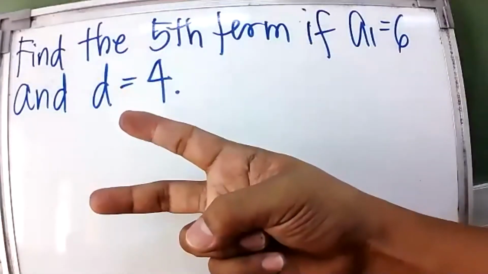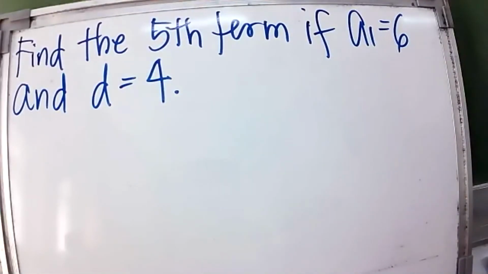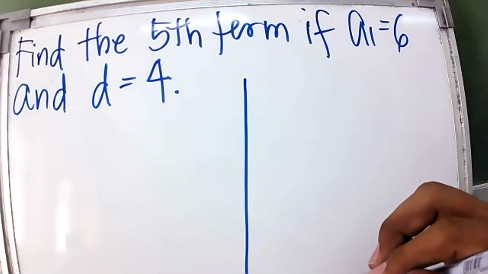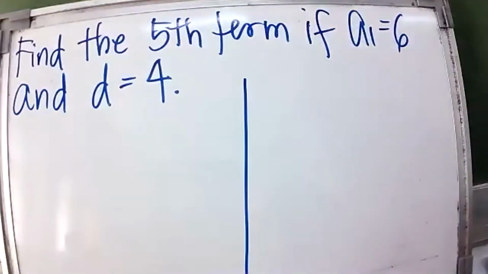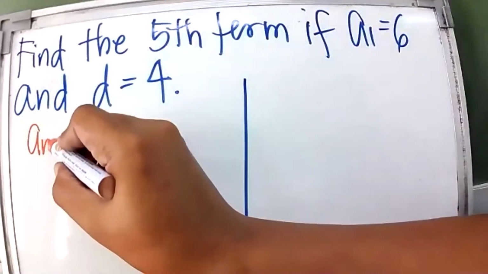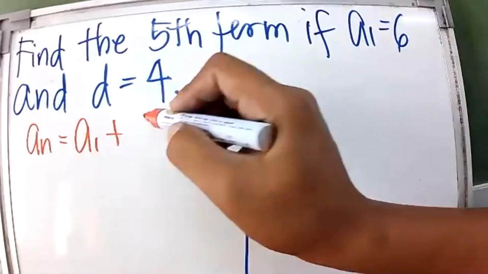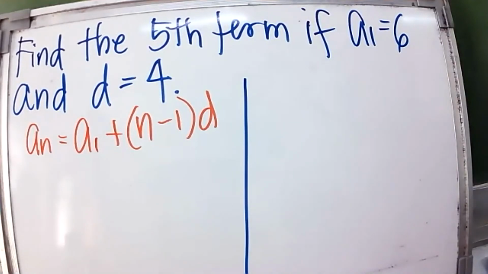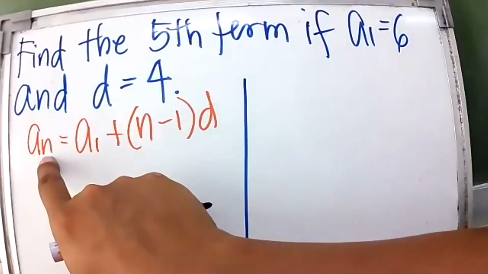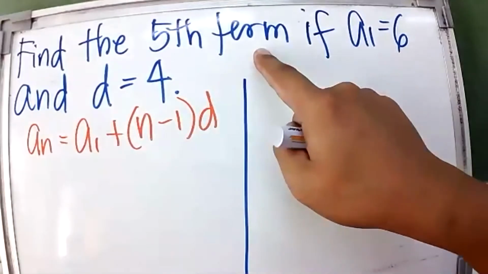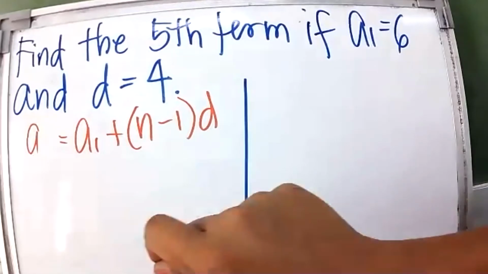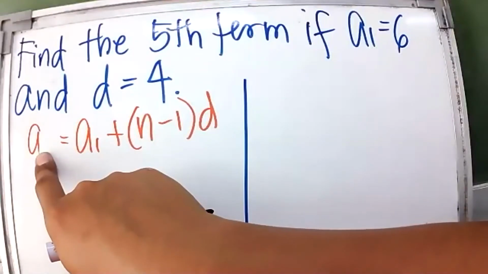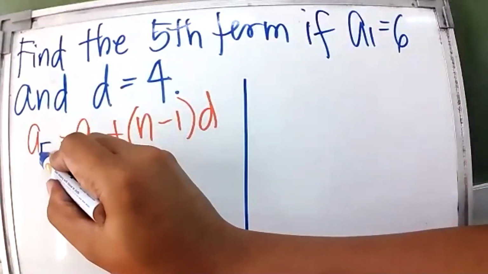I'll present 2 ways to solve this. Okay na. Makinig. This is just very simple. Our formula a while ago was a sub n is equal to a sub 1 plus n minus 1 times d. Our a sub n then, since we are looking for the fifth term, our n becomes what? Our n becomes 5. Very good, 5. Because we're looking for the fifth term.